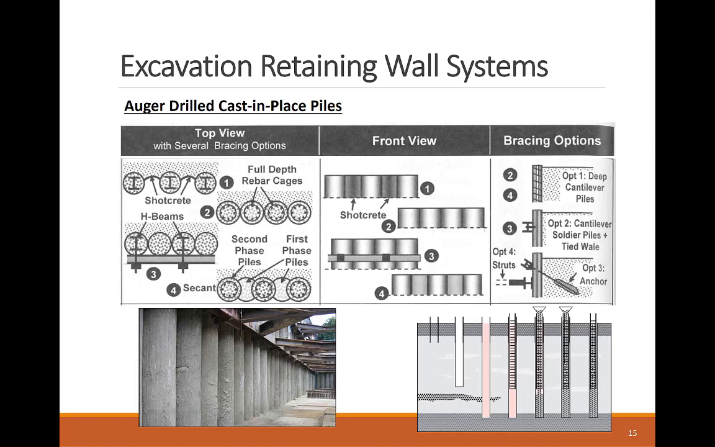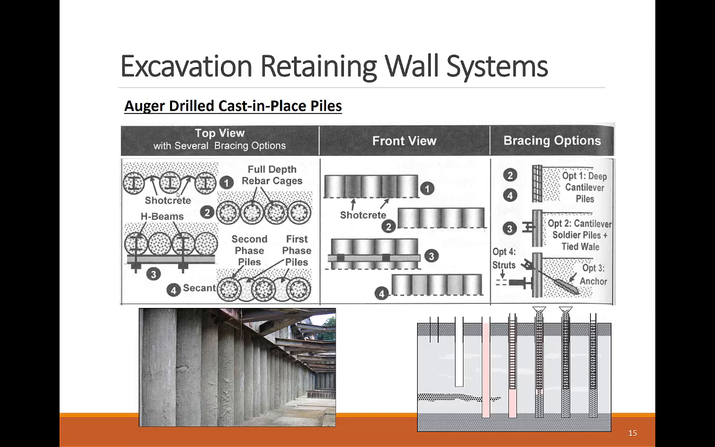The third retaining wall is constructed by boring cast-in-place concrete piles adjacent to each other along the retaining wall line. There are different variations of this retaining system. The piles don't have to be right next to each other. There can be spacing between them that's filled with shotcrete, similar to soldier piles.